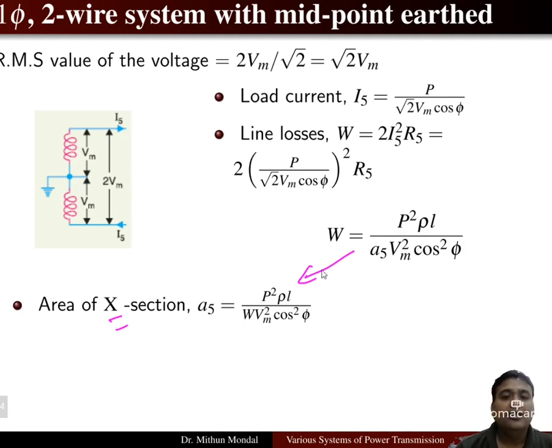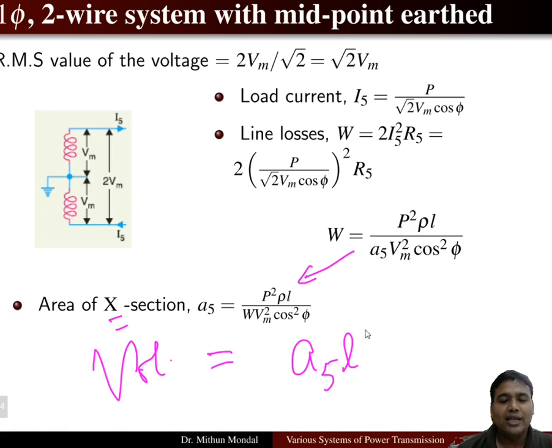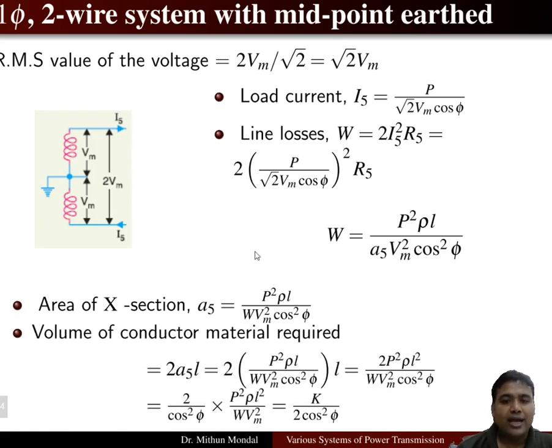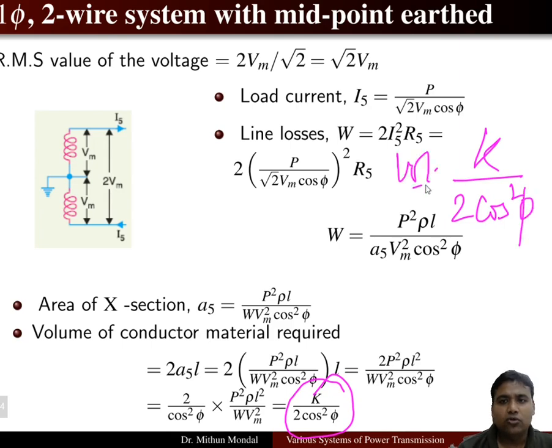Then you are going to determine the volume. Volume is area into length. So A5 into length, and you have 2 conductors, multiplied with 2. So you do that and you will be getting K by 2 cos square phi. So in our comparison, K, now it is giving K by 2 cos square phi. That is the volume. Again, if you increase the cos square phi, the volume will decrease. Now an extra term 2 has also appeared here.